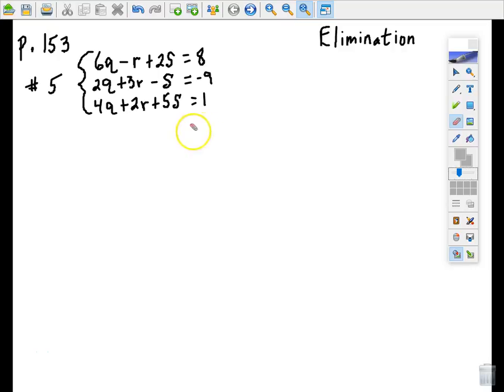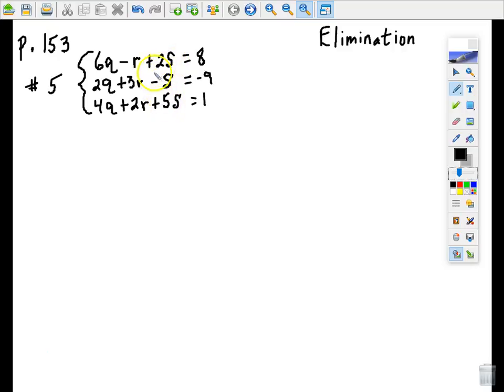So elimination. It says that we need to make two pairs of equations with the idea that we're going to eliminate the same variable with each pair. So you're not really going to go wrong with either eliminating R or S in this case. Doesn't really matter which one you choose. I think I'm just going to eliminate S.